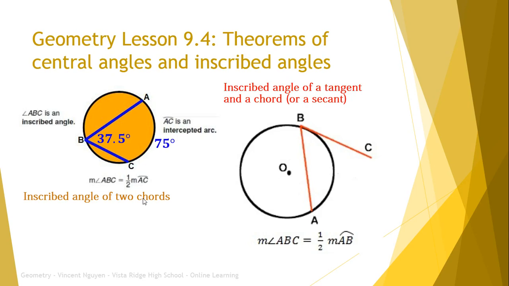Or you can have an inscribed angle made by a chord and a tangent. You can see here, this angle right here is also an inscribed angle, right? And the arc opposite of that angle is right here. This is the intercepted arc, arc AB, this minor arc. So the angle is half of that. So if I give you that arc, 112, and you divide it by 2, you get 56, that would be your inscribed angle. So the inscribed angle is half of the intercepted arc.